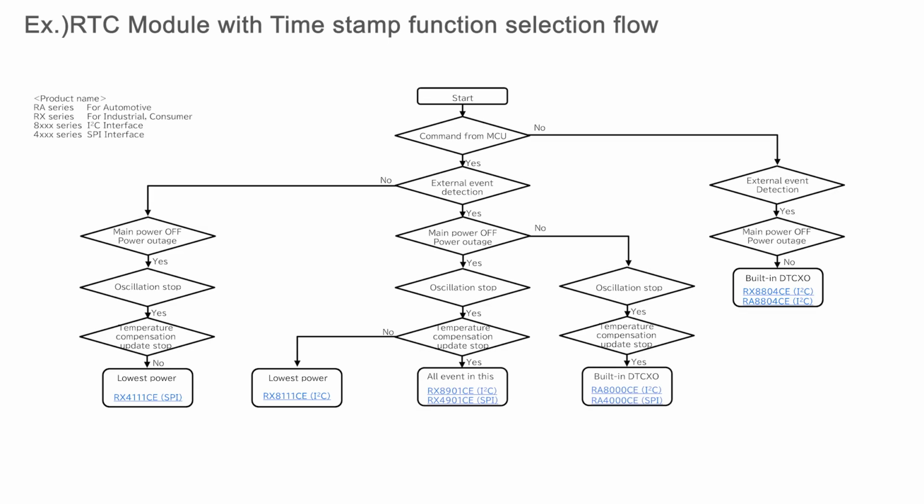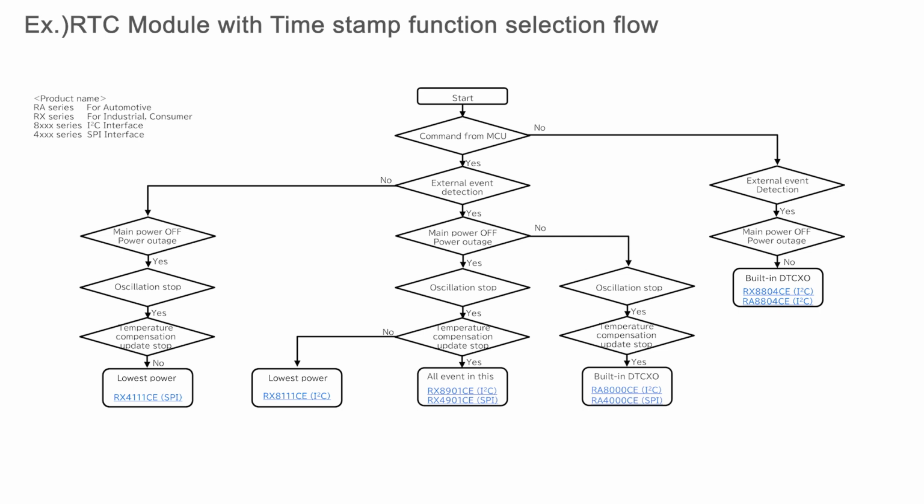Here is an example of the selection flow for Epson RTC modules with timestamp function. The flow starts with whether or not time stamping is possible with commands from the MCU, and then shows whether each of the events explained in this document is possible. Choose the right product depending on which events you need to timestamp.